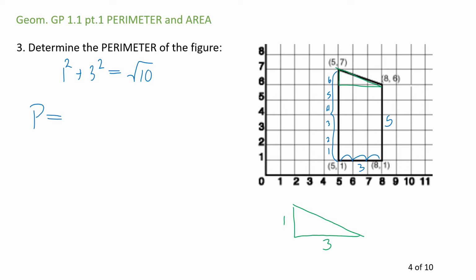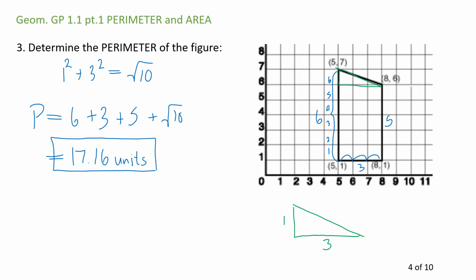My perimeter is, this was 6 units, plus the 3 units, plus the 5 units, plus the length of the slanted side, 6 plus 3 plus 5, plus, whoops, 17.16. And again, they didn't give me units, but because I am trying to find a length of something, I like to include the units.